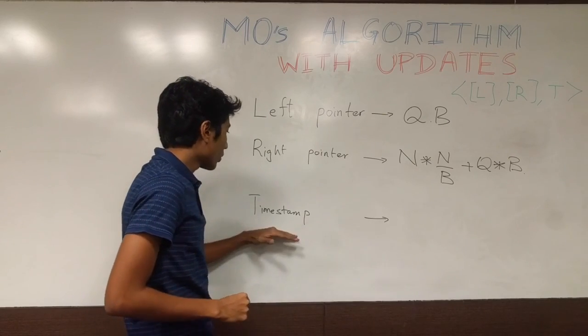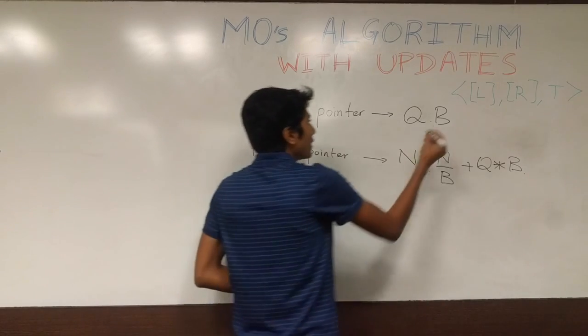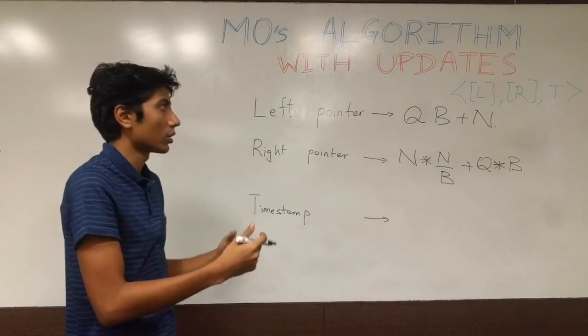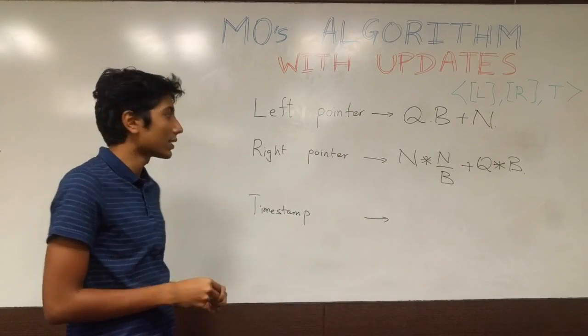Right, and what about timestamp? Well, in fact, the left pointer is Q into B plus N, because it might go all the way to the right before hitting any block. So yeah, you'll see that that doesn't really matter.